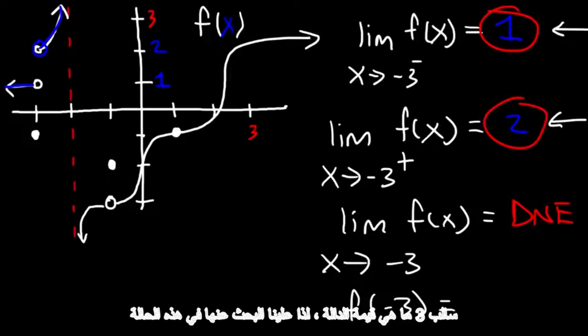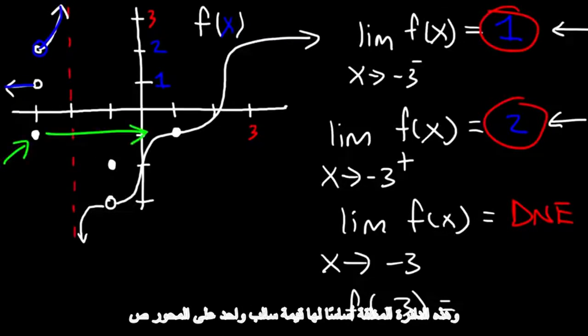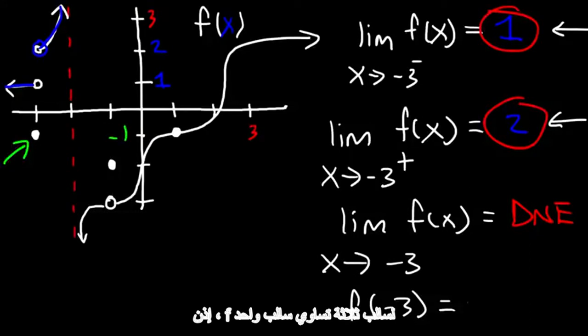So in this case, you need to look for the closed circle at an x value of negative 3. And basically, that closed circle has a value of -1 on the y-axis. So f of -3 is equal to -1.